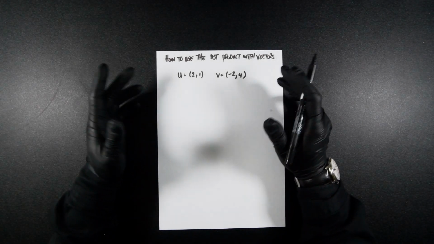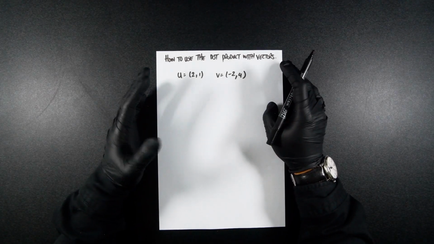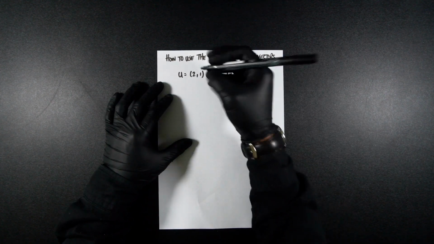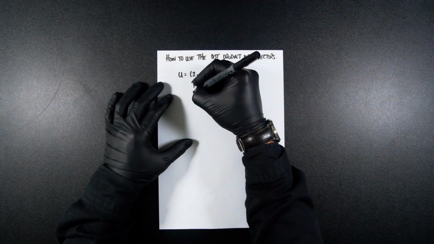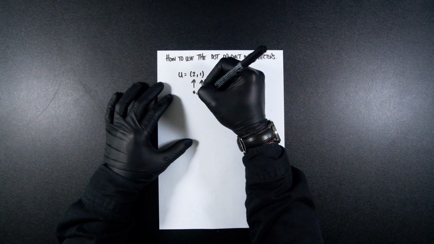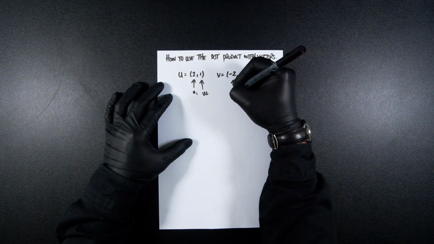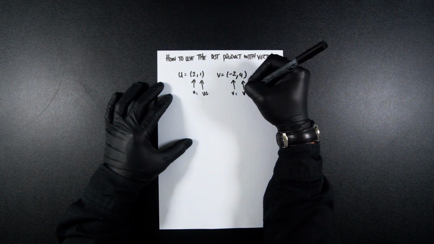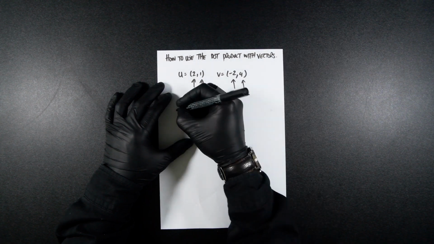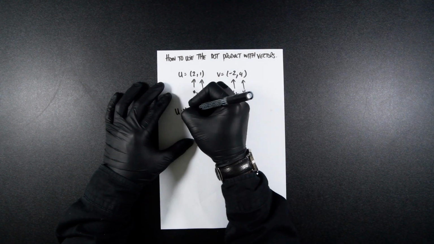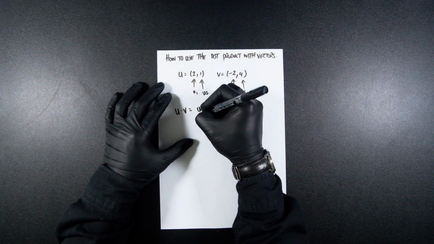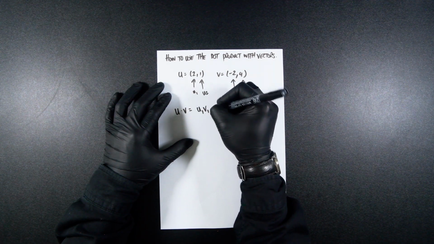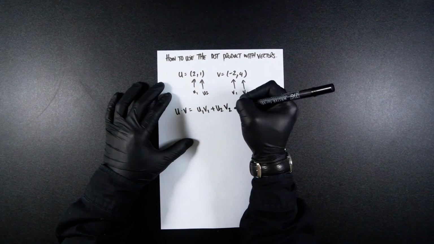I usually find myself on the weekend trying to figure out how to use the dot product with vectors. It's pretty straightforward. So this is u1 and this is u2. This is v1 and this is v2. So the dot product is u dot v, which equals u1 v1 plus u2 v2.